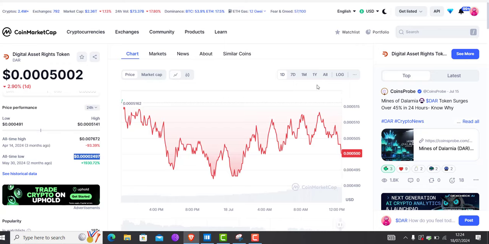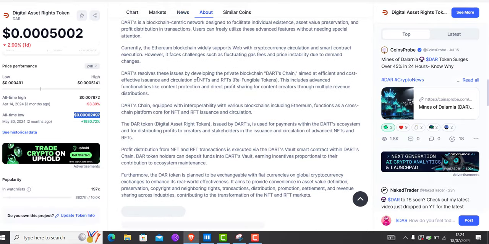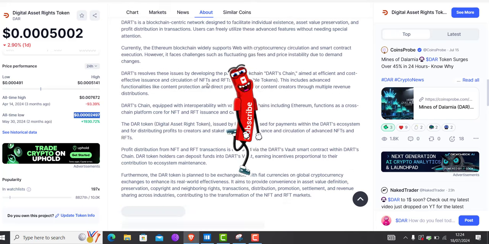Okay. So let's take a look if we have any news. No, we haven't got news, but you can read about the digital assets rights token. So you can read that yourself, guys. You can just pause it and read it. Seems to be an interesting project as well.